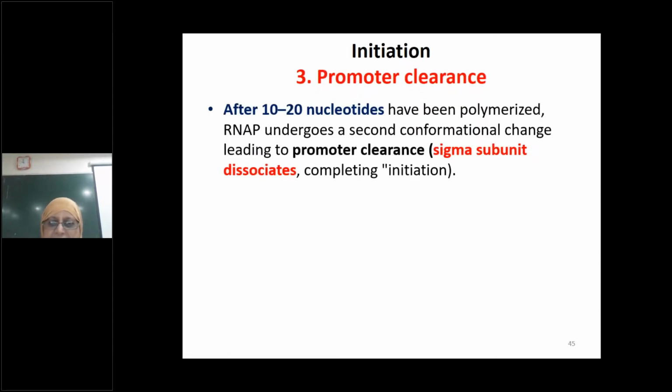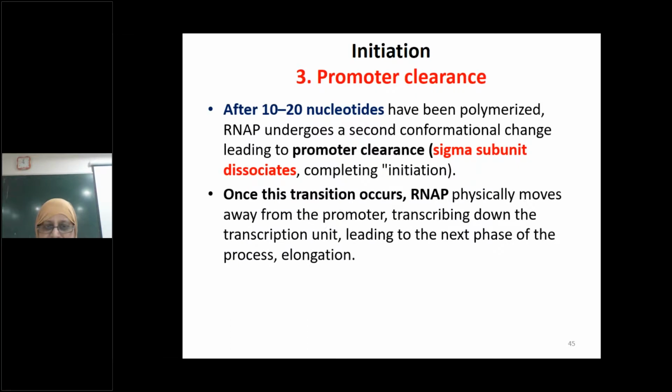Then once about 10 to 20 nucleotides have been polymerized, the RNA polymerase will undergo a second conformational change leading to promoter clearance. So what do we mean by promoter clearance? The sigma subunit will dissociate, completing the initiation process. So once 10 to 20 nucleotides are formed, the sigma subunit will dissociate and this will end the initiation.